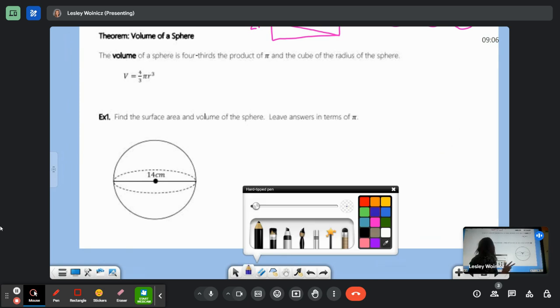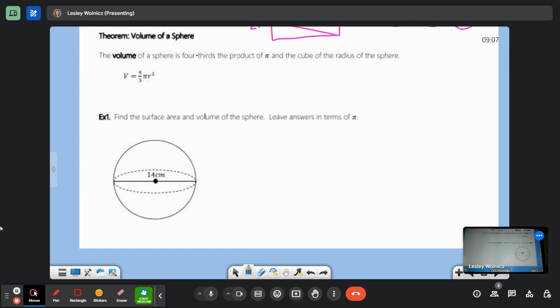So using these formulas is pretty easy because even though one of them has some crazy fractions in it, they both only have 1 term, so you don't have to worry about the lateral area and the base. You just have to worry about the 1 surface area because the sphere doesn't have a base. Okay, so we're going to find the surface area and volume of the sphere. We're going to leave answers in terms of pi, so these are going to be exact.